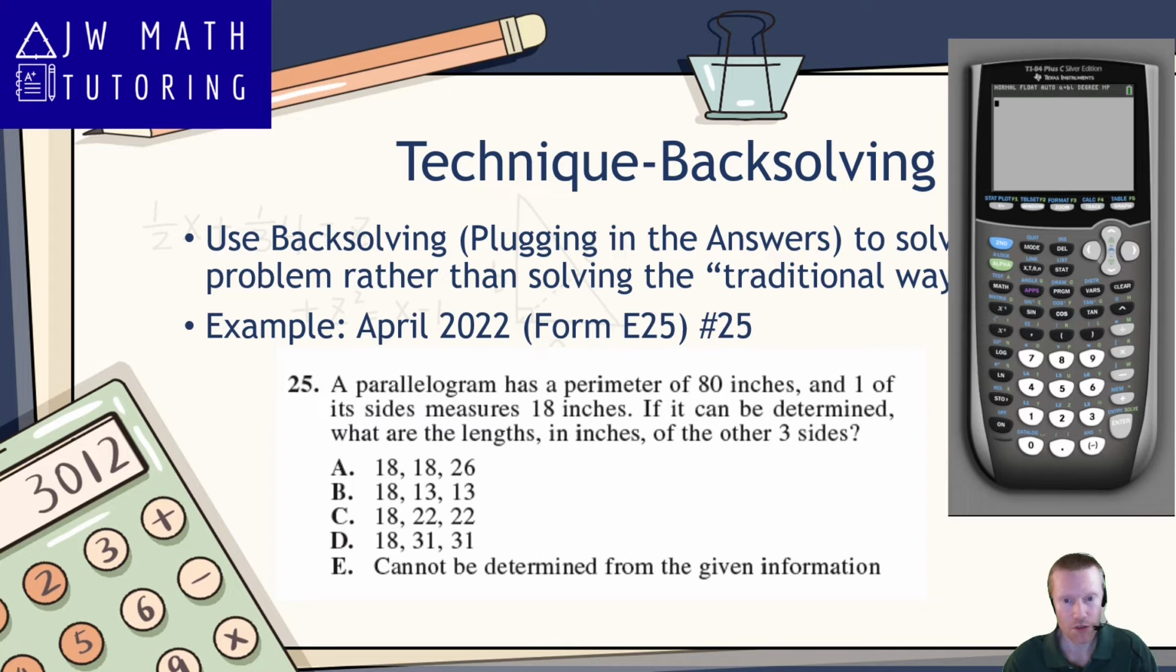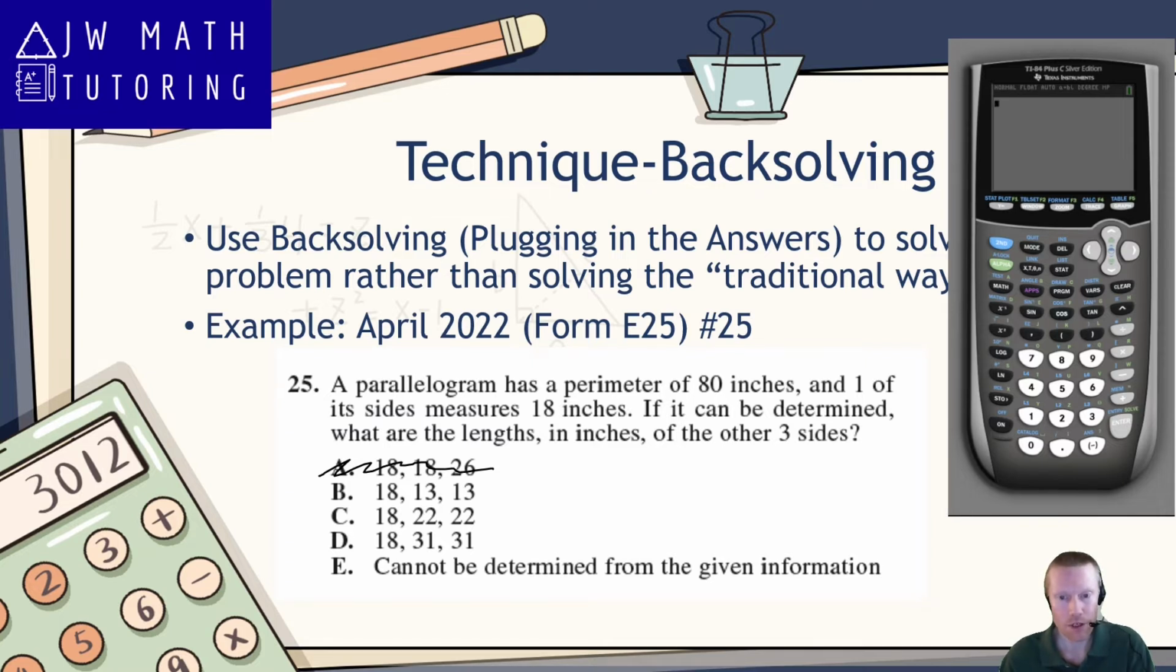So that means answer choice A is out right away, because this would have three sides of 18 and one side of 26, and a parallelogram cannot be set up in that way. It'd have to be 18, 18, and then something else, something else. So now we have three possible answers to check. If none of them work, then we might choose E, but one of them probably should work.